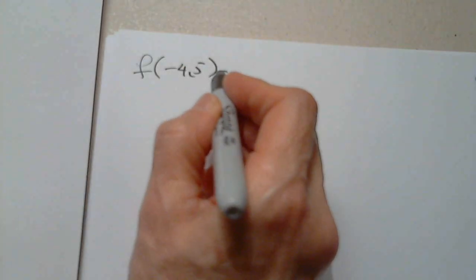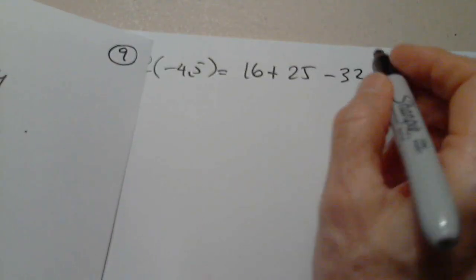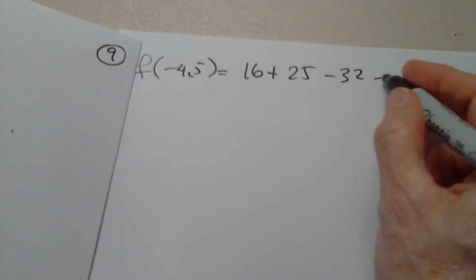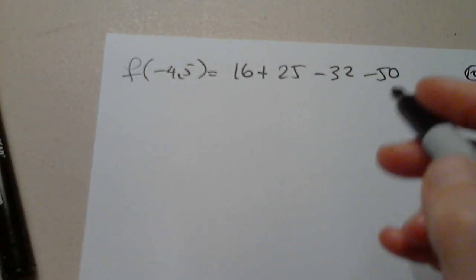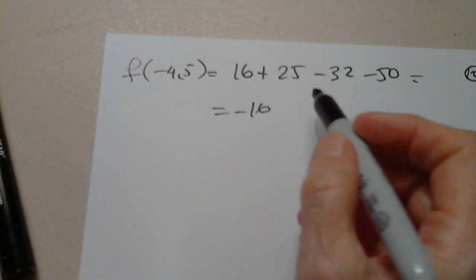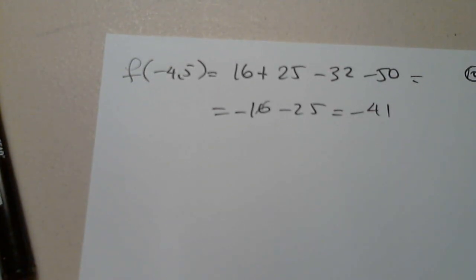So I have to find f of -4, 5. So -4 squared is 16. 5 squared is 25. Minus 32. And then minus 50. So this is -16 and minus 25, and this is -41. So -4, 5 gives a relative minimum, but the actual value, the actual minimum, is -41.